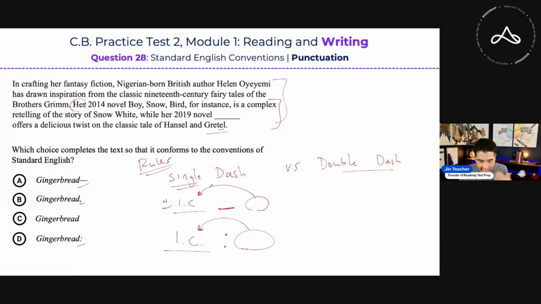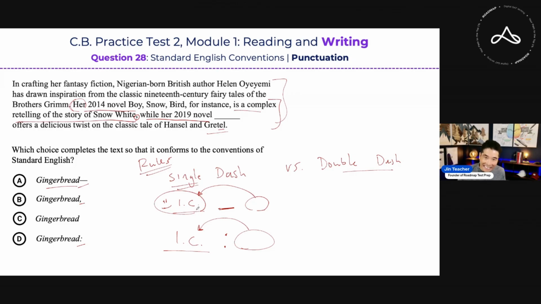So now, why is that helpful? Because if we look at this, and I'll talk about the rules for a double dash in the following question, do we have an independent clause before the dash if we plug in A? So it says, her 2014 novel is a complex retelling of the story Snow White. Now, that is an independent clause, but do we have a complete sentence? Then it says, while her 2019 novel Gingerbread. And then it stops there, right? Do we have a complete sentence before the dash?